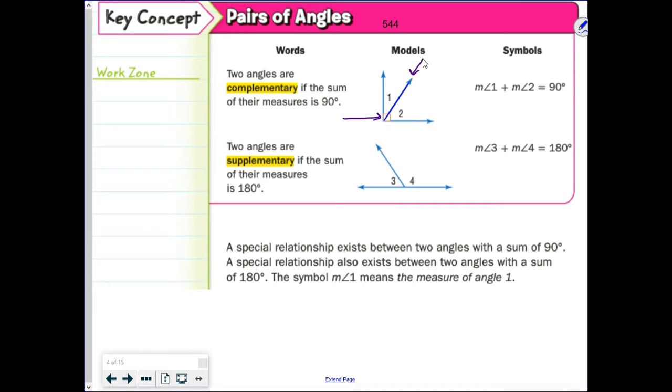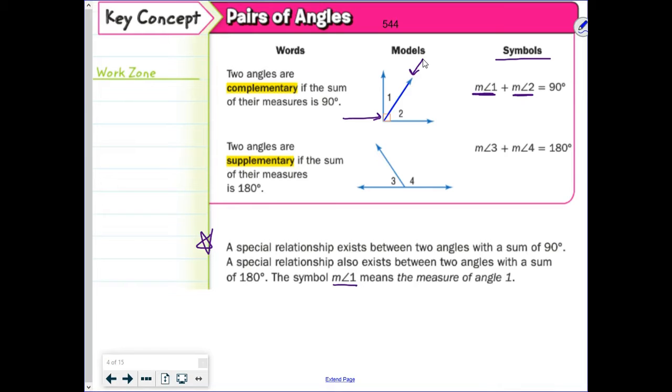And you can see over here where it says symbols that it has m angle 1 plus m angle 2 equals 90 degrees. Down here where the words are, it says that m1 means the measure of angle 1. So what we're saying here is the measure of angle 1 plus the measure of angle 2 equals 90 degrees. So complementary angles are two angles whose measures together add up to 90 degrees.